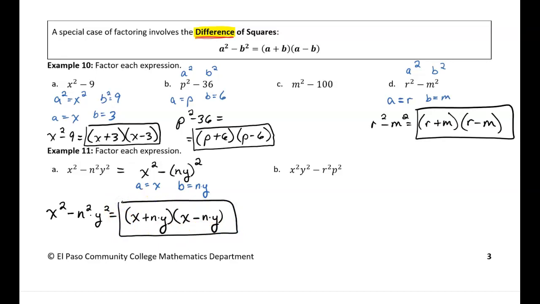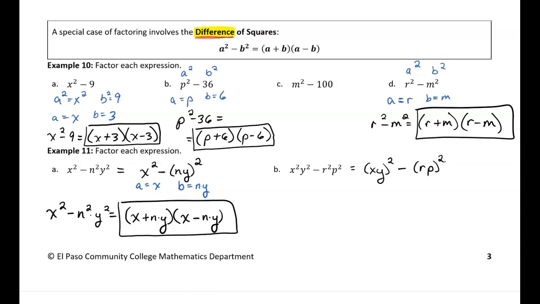Now what about part b? Ooh, it's even more complicated. I have 4 different variables, but recognizing the pattern, in my first part, they're both squared. So if I wanted to, I could write it as xy squared minus the second terms are also both squared. So again, I can write that in this way.